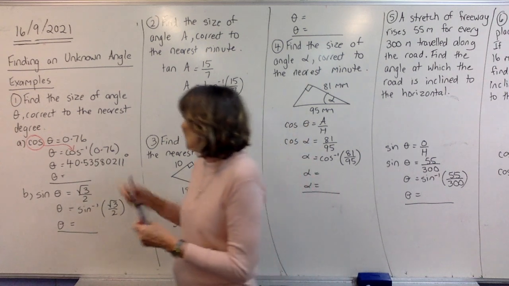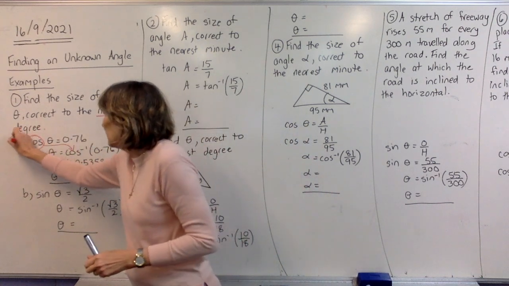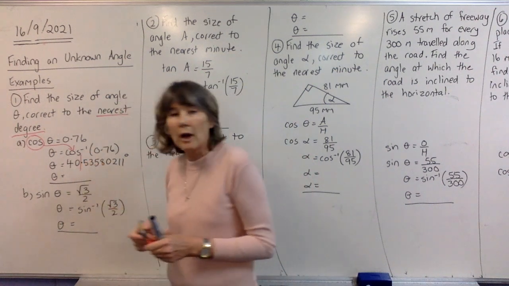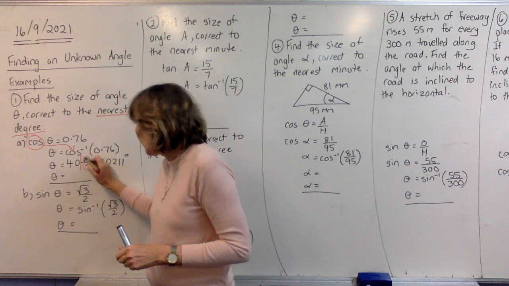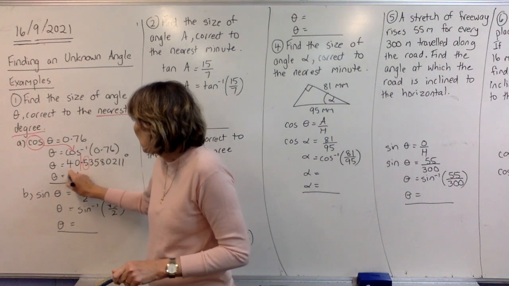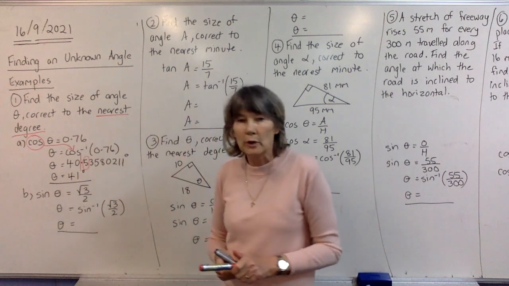Now, it says here that we're doing nearest degree. So we want the nearest whole number of degrees. So you can draw your line after the whole number. This is 5 or more, so this number of degrees here is going up by 1. So our answer is 41 degrees.